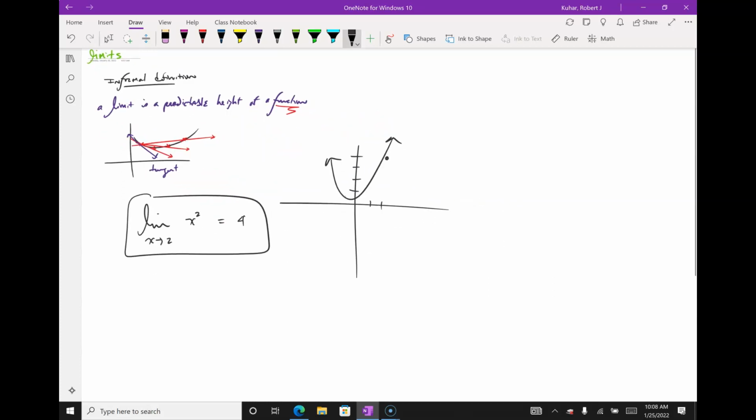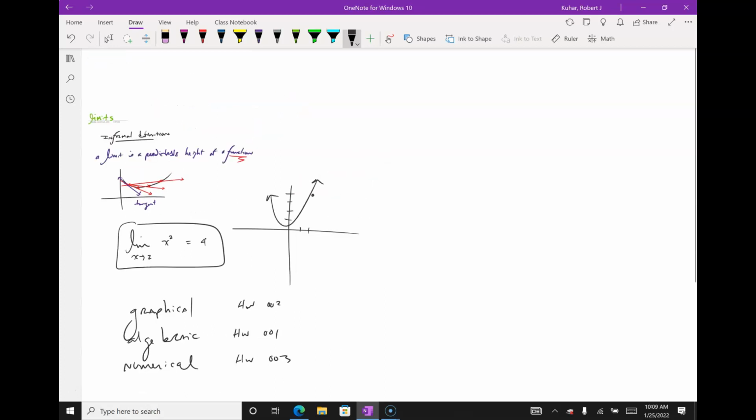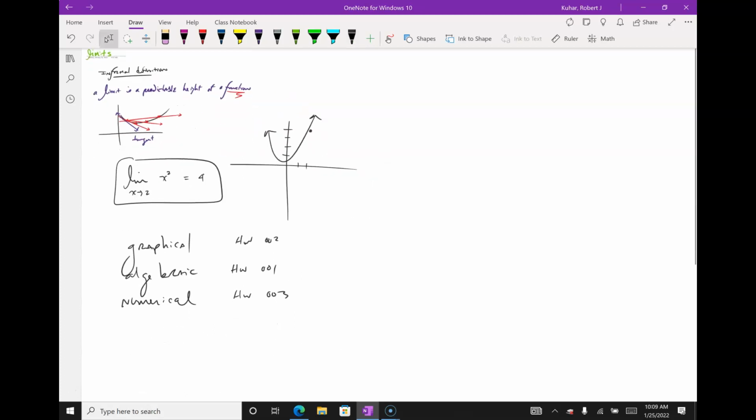So we're going to look at different types of limits: graphical, algebraic, and numerical. I think this is homework 1. This is homework 2. This is homework 3. The algebra ones are the ones I'm most interested in.